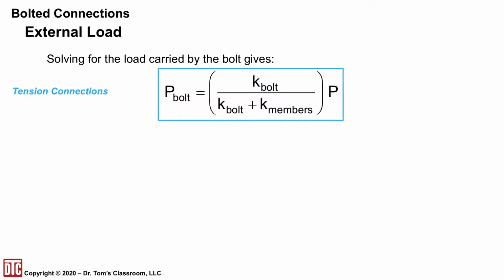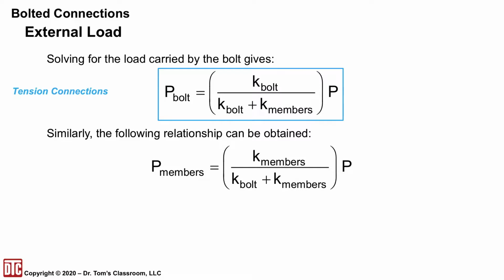You can now rearrange it and solve for P bolt, and so now you have K bolt over K bolt plus K members times the external load P, and this equation is in the reference handbook. Similarly, you could rearrange for the P members, a similar equation, but that's not in the reference handbook.